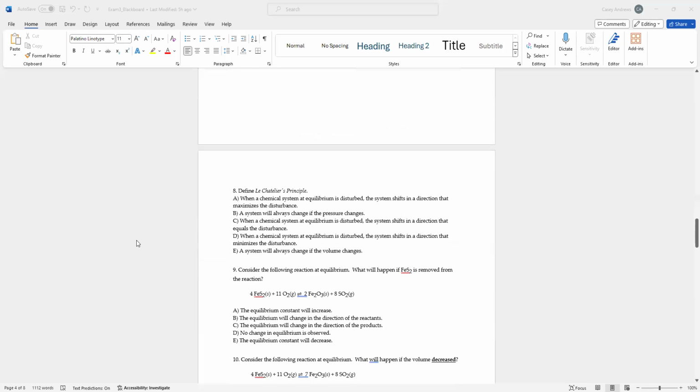Le Chatelier's principle, what is that? A chemical system at equilibrium, the system shifts in the direction that maximizes. Nope. System always changes to the pressure changes. Nope. When a chemical system at equilibrium is disturbed, the system shifts in a direction that equals disturbance. No. When a chemical system at equilibrium is disturbed, the system shifts in a direction that minimizes. Yep. So it is D there.